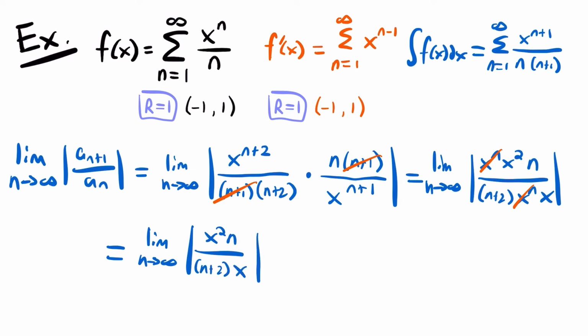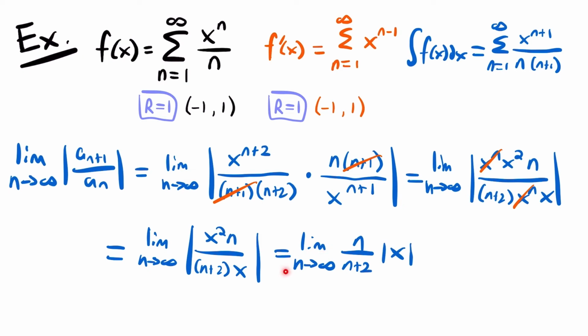Okay, now at this point, I want to separate x from n, right? Because these absolute value bars only affect x at this point. I'm not worried about the absolute value of n or n plus 2 because that's always going to be positive since our values of n are from 1 to infinity. All right, so this will be equal to the limit as n approaches infinity of n divided by n plus 2 times the absolute value of x squared divided by x. Okay, so I just separated the n's from the x's right here. But now x squared divided by x is just x, right? So we can just rewrite this to be the absolute value of x, okay?